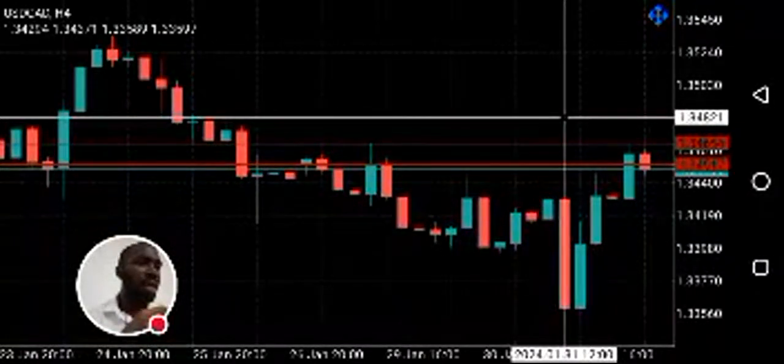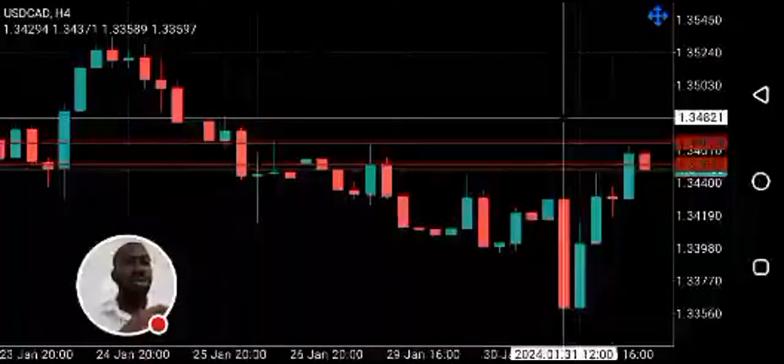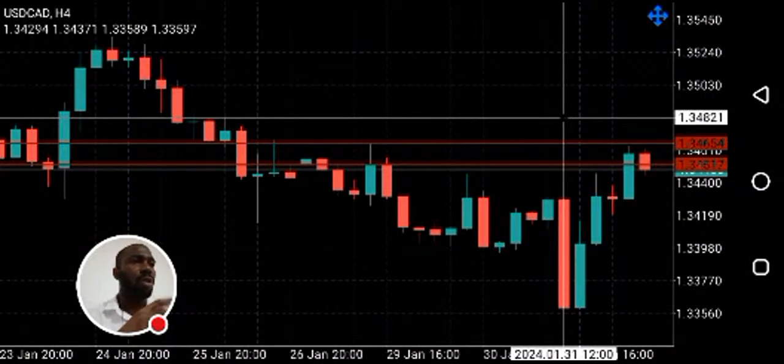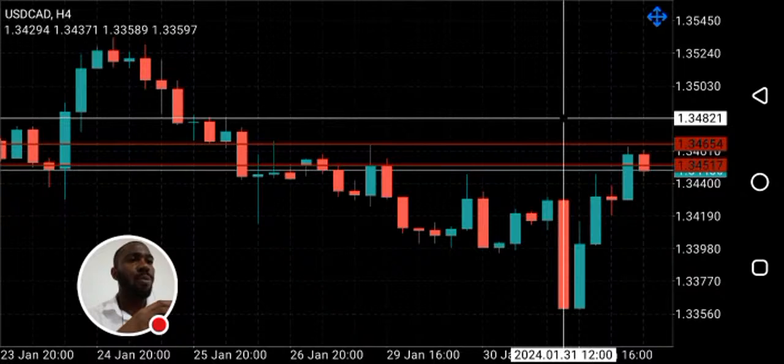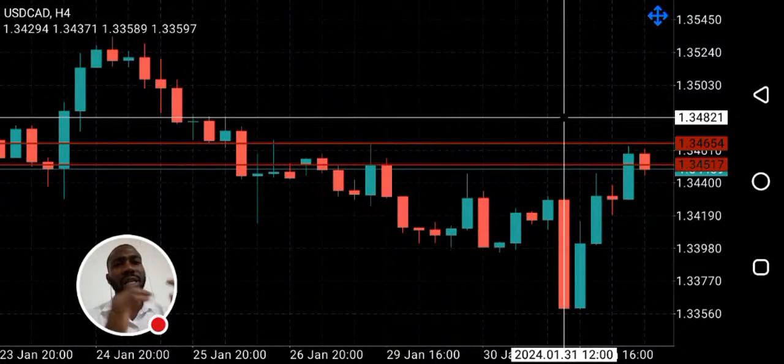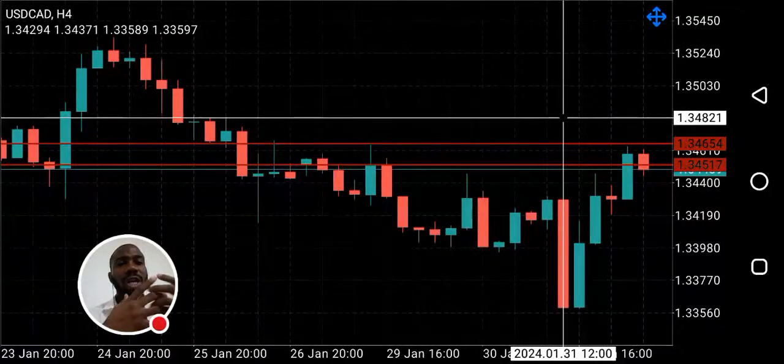Anything that makes price break that 1.342, there's a probability that USD CAD will keep buying. There's a probability that it could keep buying, and you don't want to hold on to your sell trade, so you exit your trade. Set your stop loss at 1.3482. So there's a good setup on USD CAD. There's a good setup on EUR/USD. You might want to look. You might want to start trading those pairs.